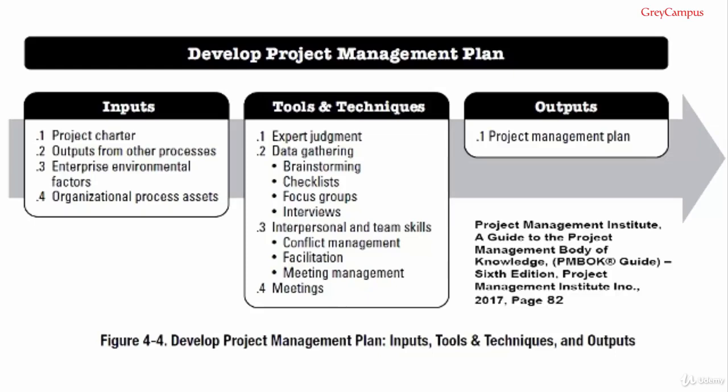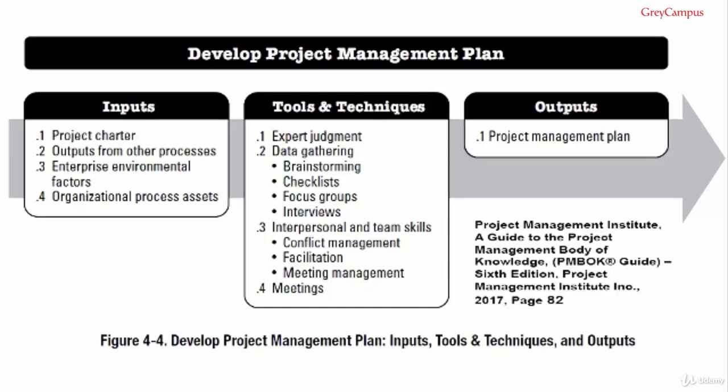Input number two is actually the outputs from other processes. The PMBOK guide doesn't specify the individual outputs at this stage, but they will be outputs from processes described in sections 5 through 13 of the PMBOK guide, which are equivalent to modules 5 through 13 of this course.